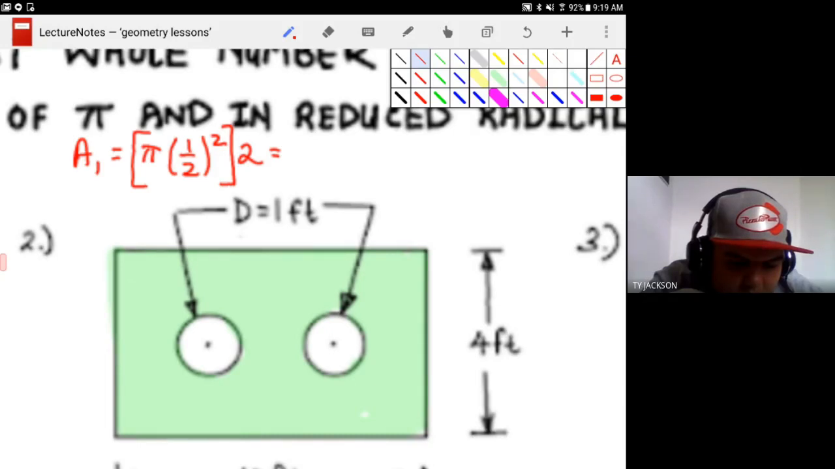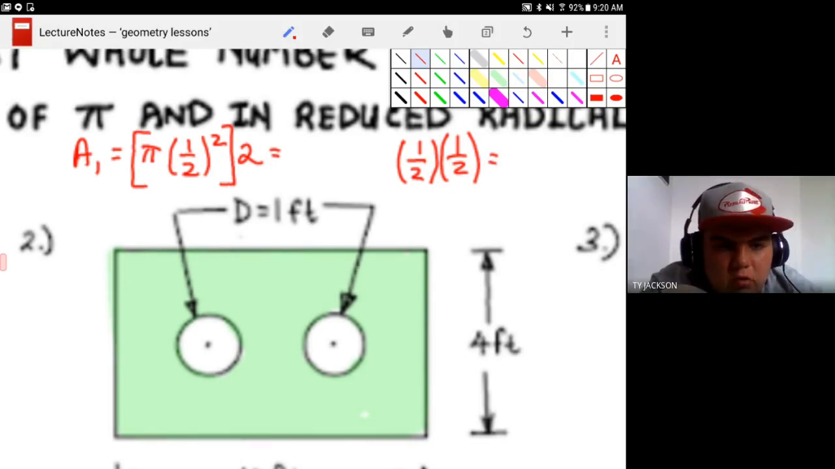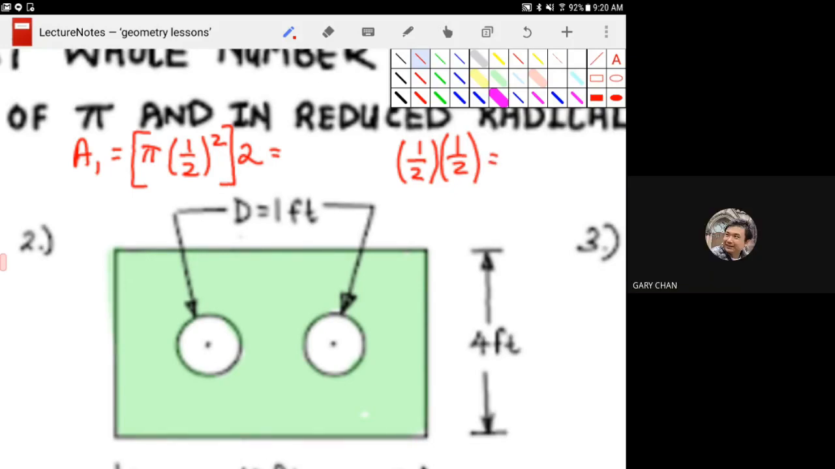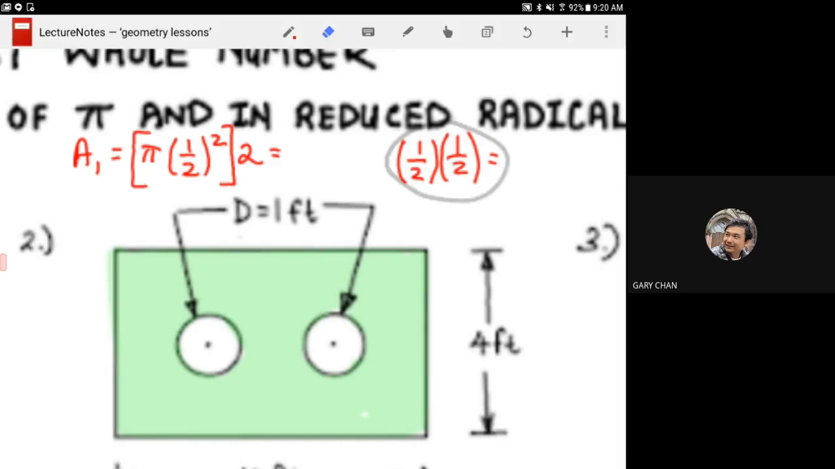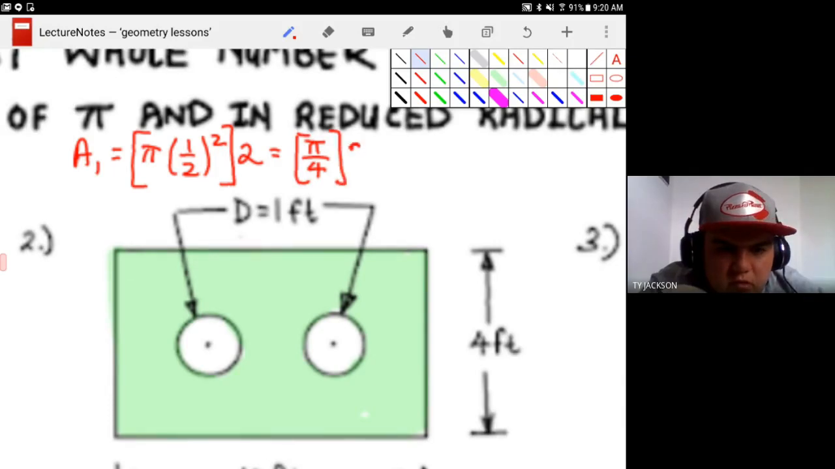Wait, pi divided by 2. No, so one half times one half, because that's what one half squared is. One quarter. You multiply across. So that's 1/4, so this becomes divided by 4. So it's pi over 4 times 2.